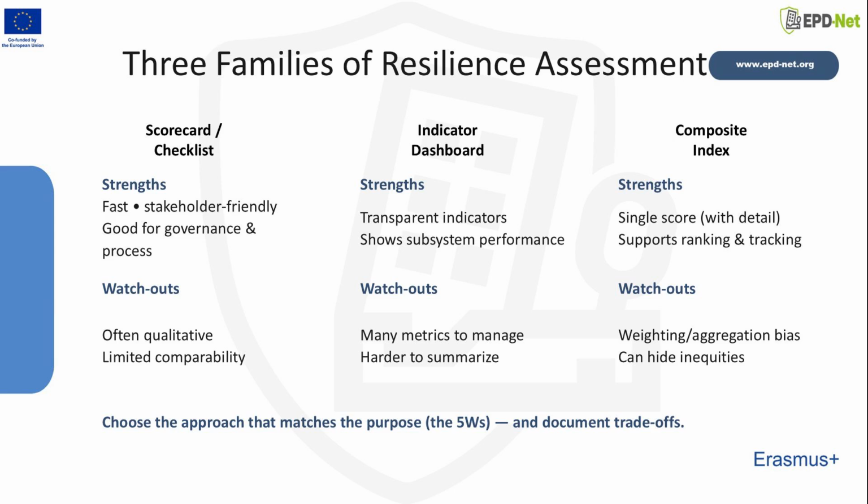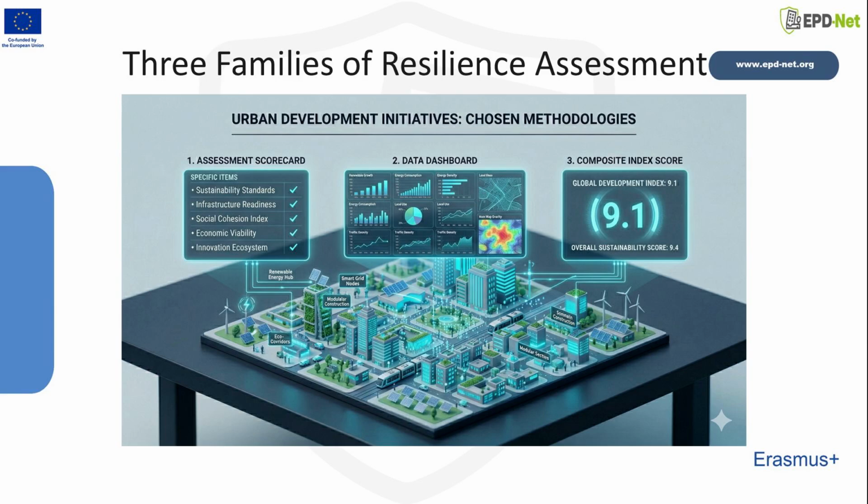The third is the composite index. A composite index aggregates multiple indicators into a single score or a smaller set of scores. This can support ranking, tracking, or communication, but it introduces challenges related to weighting, aggregation, and hidden inequality. None of these approaches is universally best. The appropriate choice depends on the assessment purpose, scale, data availability, institutional capacity, and the assumptions defined earlier through the 5W questions.